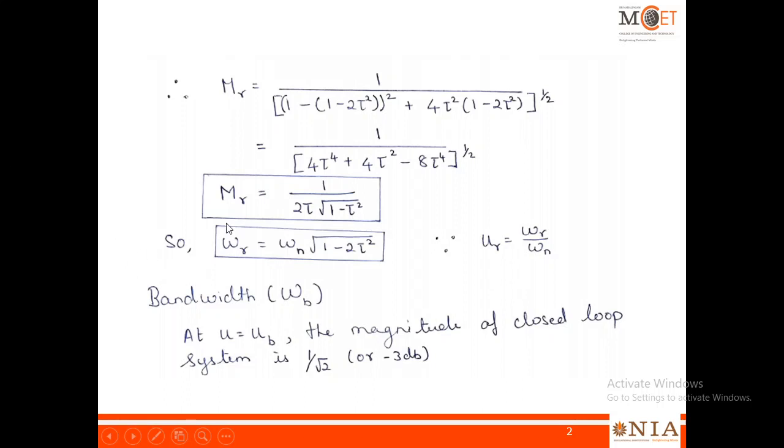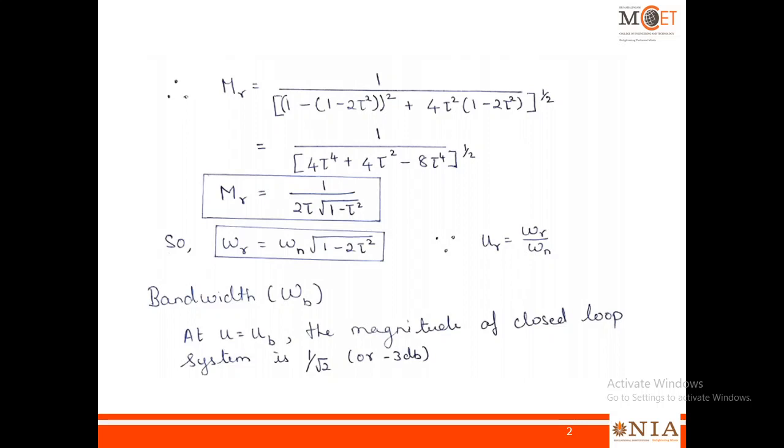As I said, the Mr expression and omega r expression we have found in the earlier video. So in this video, we will be deriving first the bandwidth frequency, omega b. Bandwidth frequency is the frequency at which the magnitude of the closed loop function is 1 by square root of 2, or minus 3 dB. When you convert this magnitude value 1 by square root of 2 into dB by applying 20 log, you will get approximately minus 3 dB. So if you have the magnitude of the closed loop transfer function in decibels, then you have to equate it to minus 3 dB.